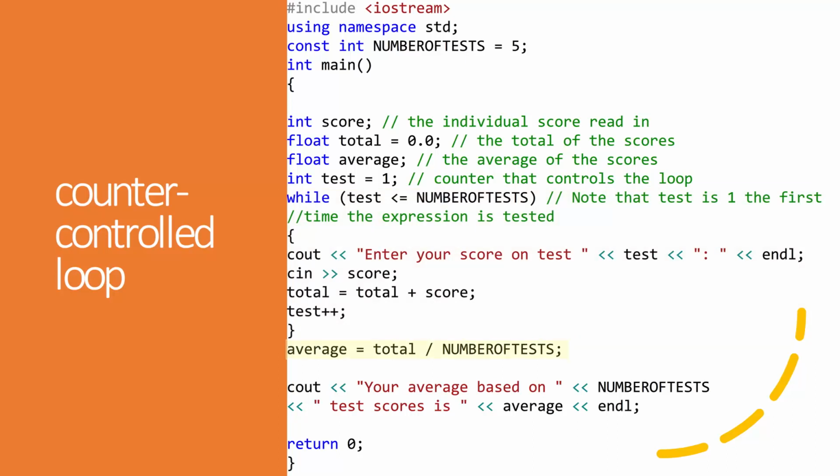After the loop is finished, the average score is calculated by dividing the total score by the number of tests constant. Finally, the code outputs a message to the console that includes the number of tests constant and the average variable. This code can be modified to accept a variable number of test scores by changing the number of tests constant to a user input or by using dynamic memory allocation.